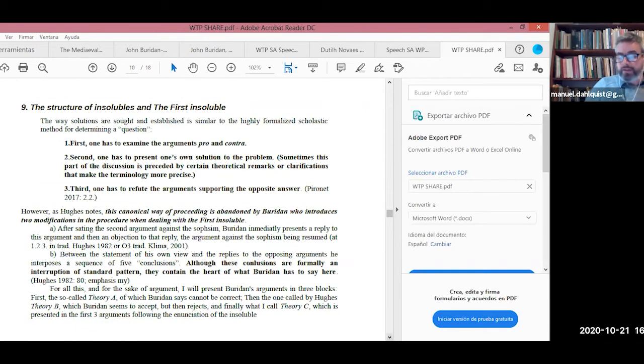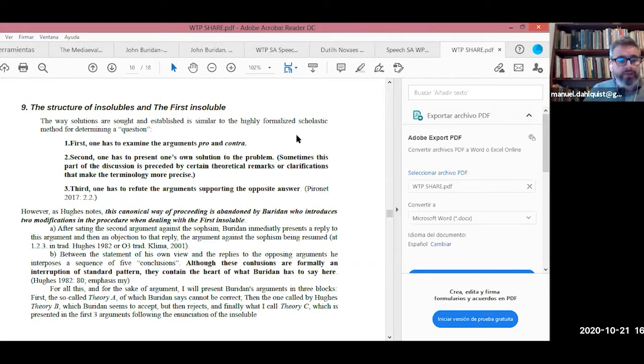9. The structure of insolubles and the first insoluble. The analysis and solution of an insoluble is similar to the highly formalized scholastic method for determining a question. First, one has to examine the arguments pro and contra. Second, one has to present one's own solution to the problem. Third, one has to refute the arguments supporting the opposed answer.